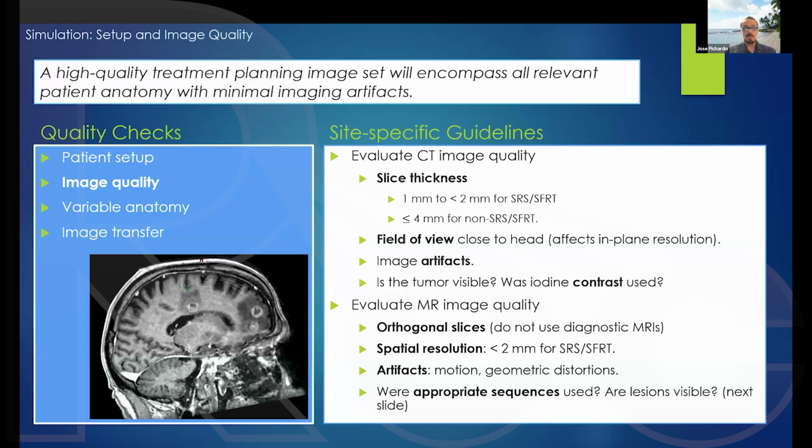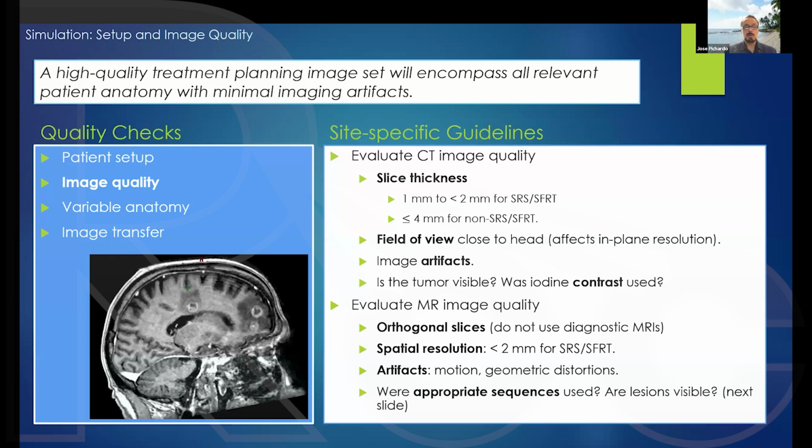You want to make sure that you can see the tumor, right? Well, if it's a CT, can you see the tumor? Not always, right? If it's a cavity, you're definitely going to be able to see it. Some tumors are actually visible in CT. In some cases, maybe iodine contrast was used, which makes the tumor visible in CT.